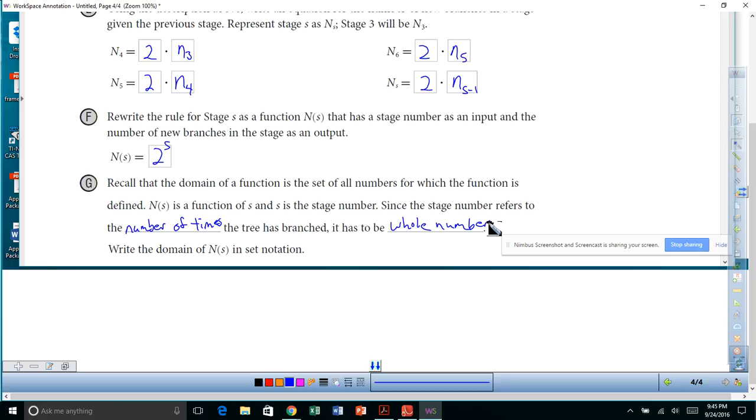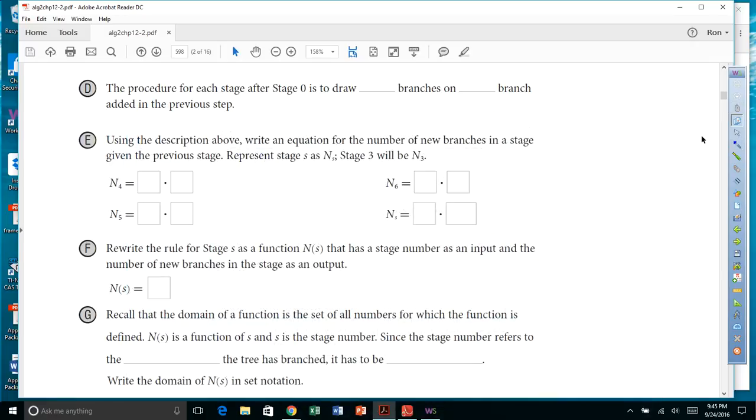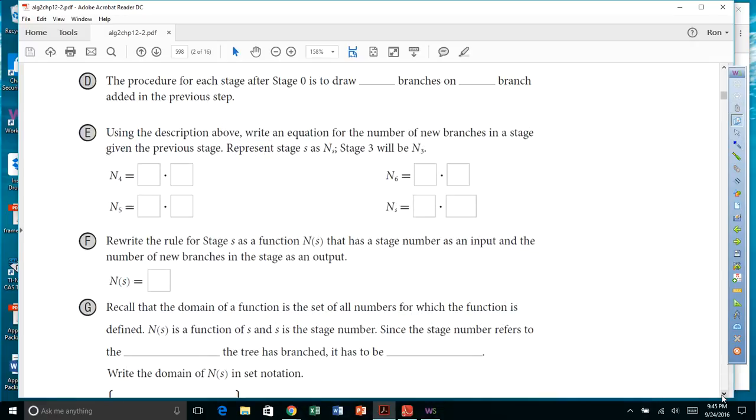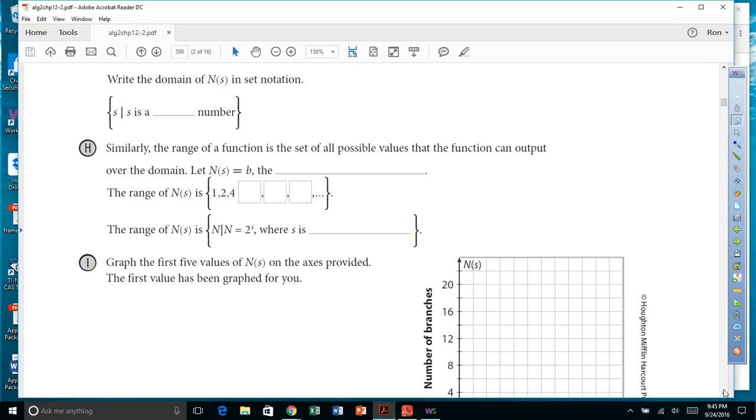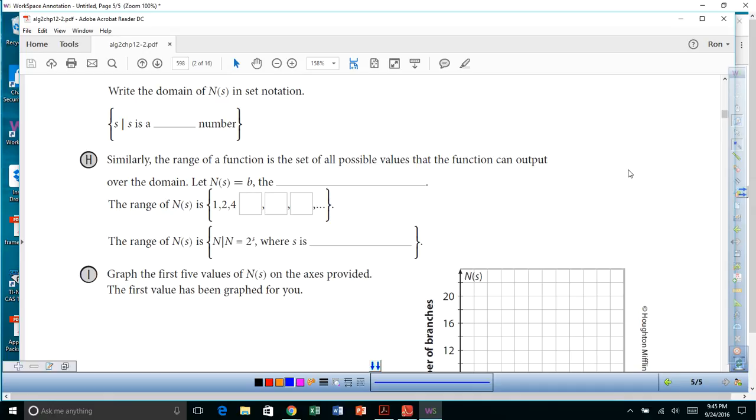It has to be whole numbers. Write the domain of n sub s in set notation. So s such that s is a whole number.